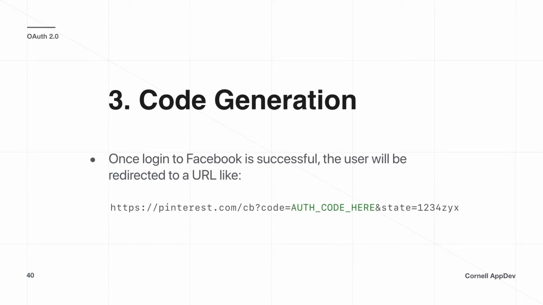So once you log into Facebook and it's successful, the user will be redirected to a URL that looks like the following. So this now goes back to Pinterest, and with it is going to be an authorization code provided by Facebook. So this is Facebook's way of telling Pinterest, okay, I recognize this user. This user says it's okay for you to be able to access their account and these specific resources associated with the account. So here's an authorization code that you can give to me later whenever you want stuff from me.